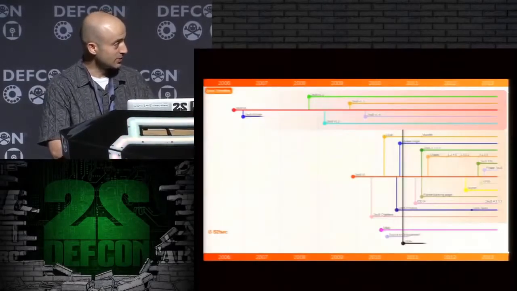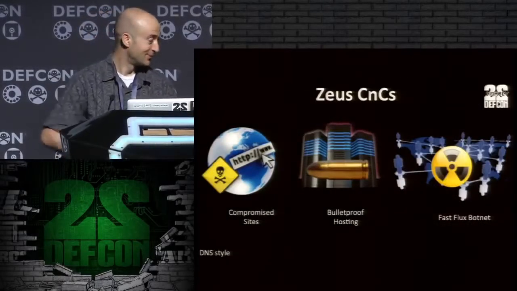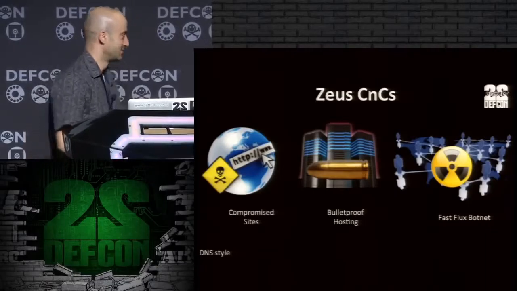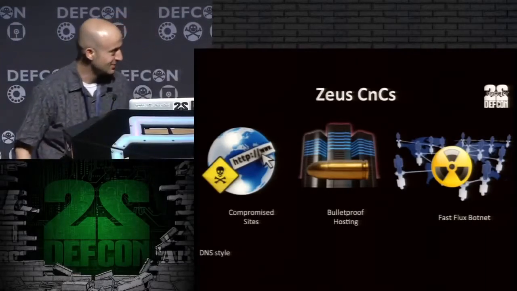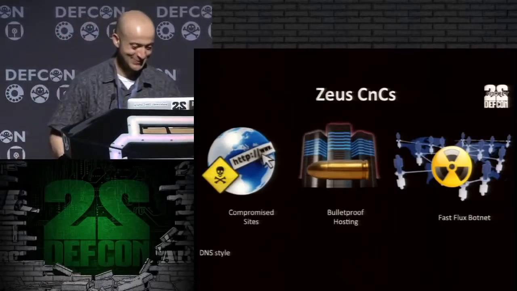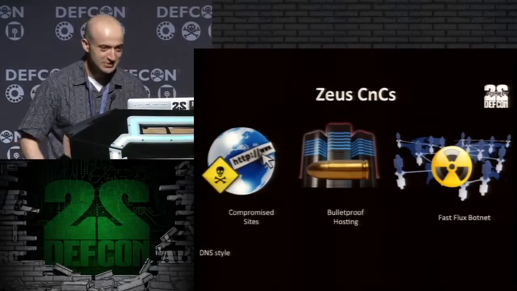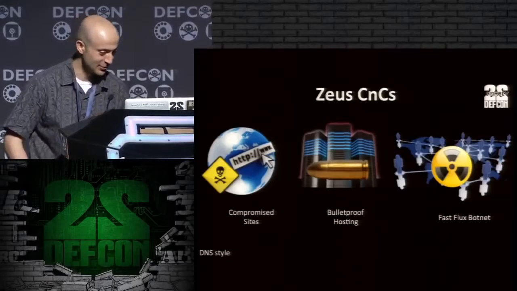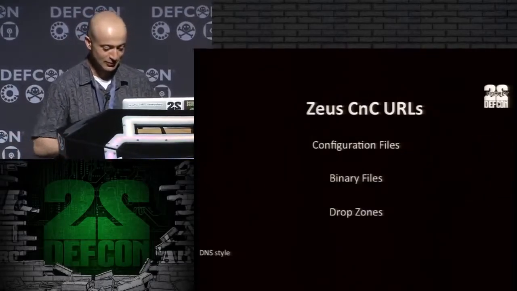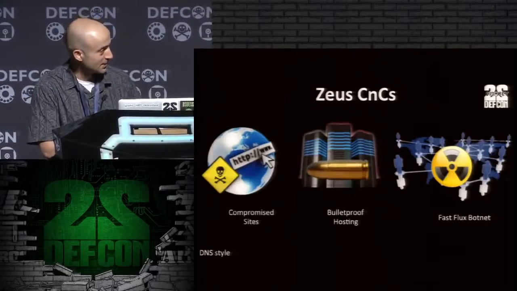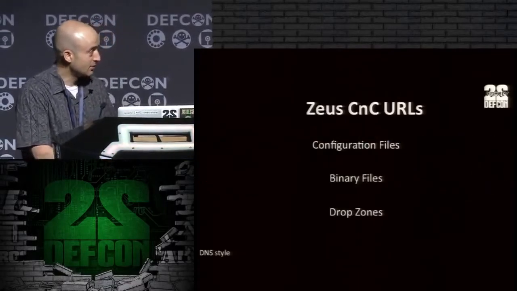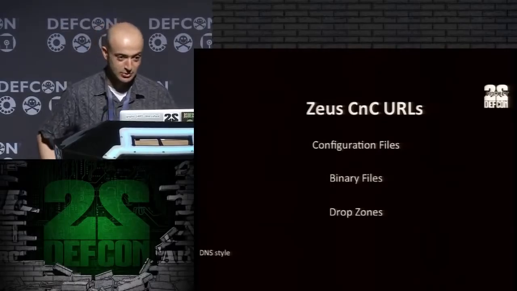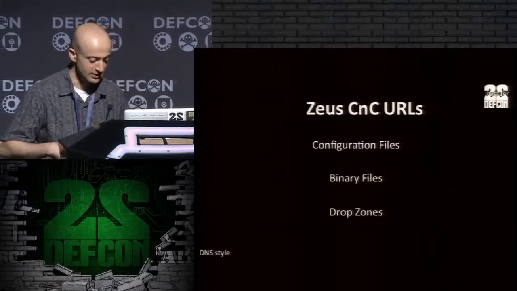Yeah, we were talking about Zeus. Move on. I'll call it Venus. Okay, Venus. We are in Vegas, so we're dealing with a lot of Venuses. So, Venus has a lot of CNCs. They're hosted on compromised sites, bulletproof hosting providers, and also fast flux botnets. And that's the focus of today. Now, Venus also delivers CNC URLs, config files, binary files, and drop zones.